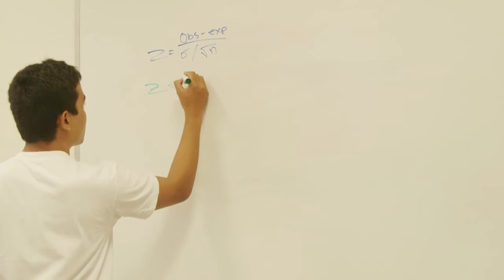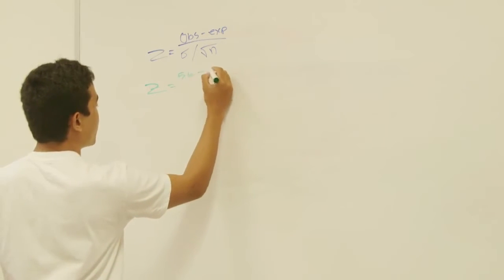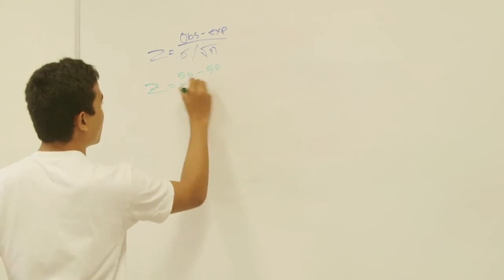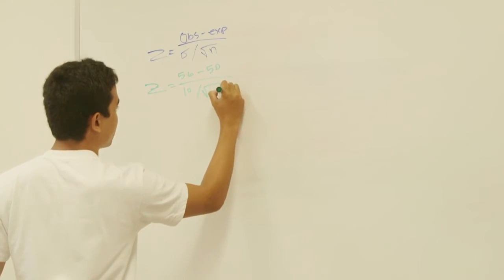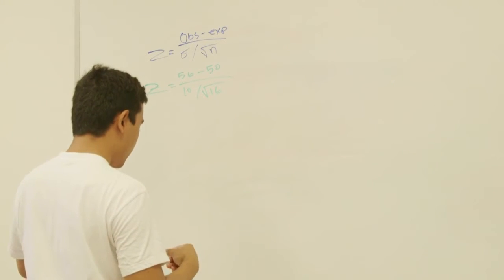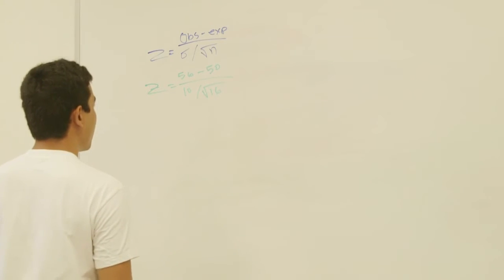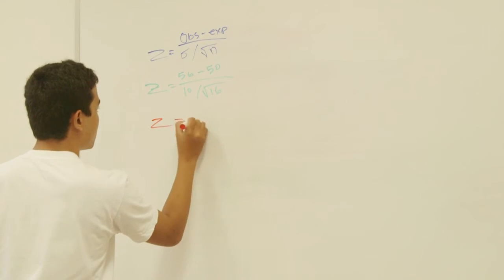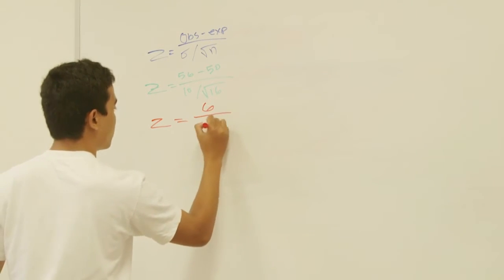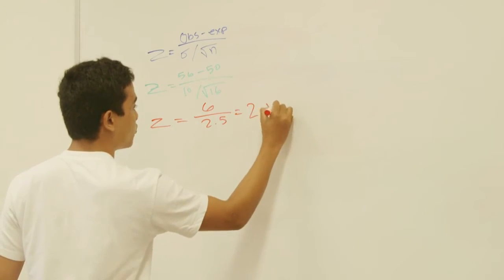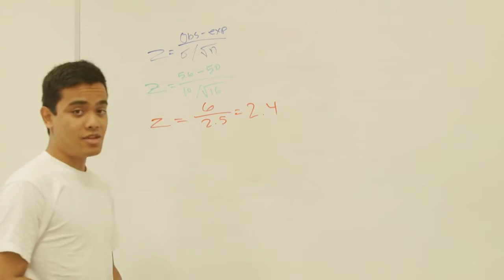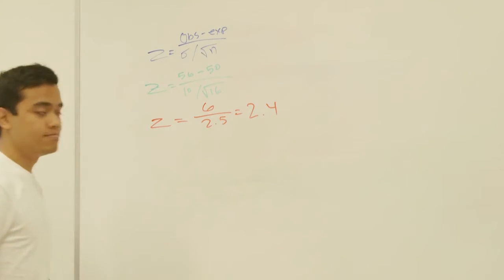Z equals 56 minus 50 over 10 divided by the square root of our sample size, which is 16. And after you do the calculation, we find that Z equals 6 over 2.5, and our test statistic equals 2.4. What does that mean?